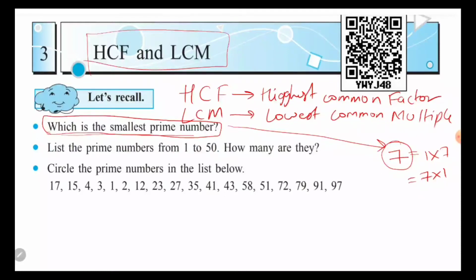Okay, so the smallest prime number is 2. How? Because you can see that 2 comes only in 1 twos are 2 and 2 ones are 2, only these two tables. So if 2 is coming in only these two tables, then we can say that 2 is the smallest prime number. Okay, now what is the second question? List the prime numbers from 1 to 50, how many are they.